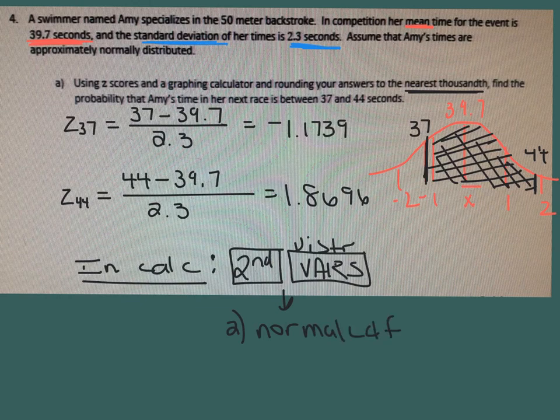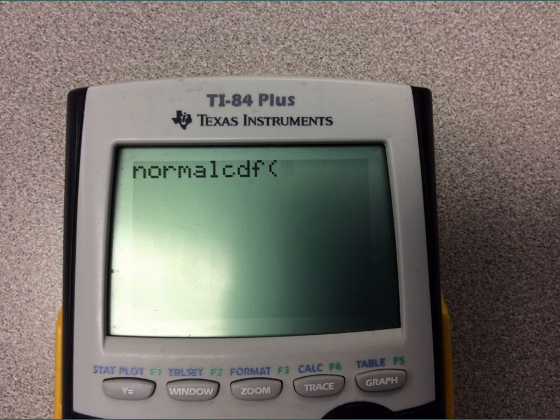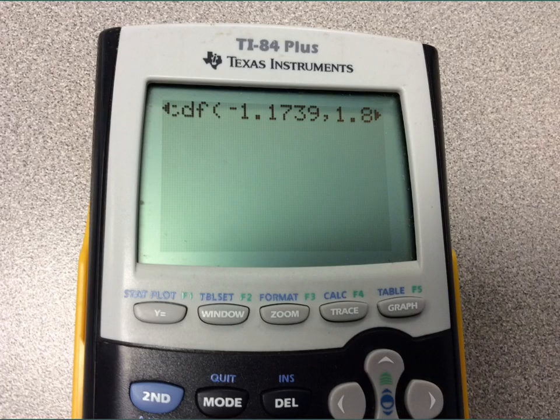Okay, and at this point, your calculator is going to show one of two things. If your calculator, when you click on normal CDF, looks like this, all we're going to do is insert what we call the lower bound, which is that negative 1.1739. You just plug it right in, and then put a comma. The comma is right above the 7, and then you plug in the upper bound, which is 1.8696. You can't see the whole thing on the screen, but just hit enter.